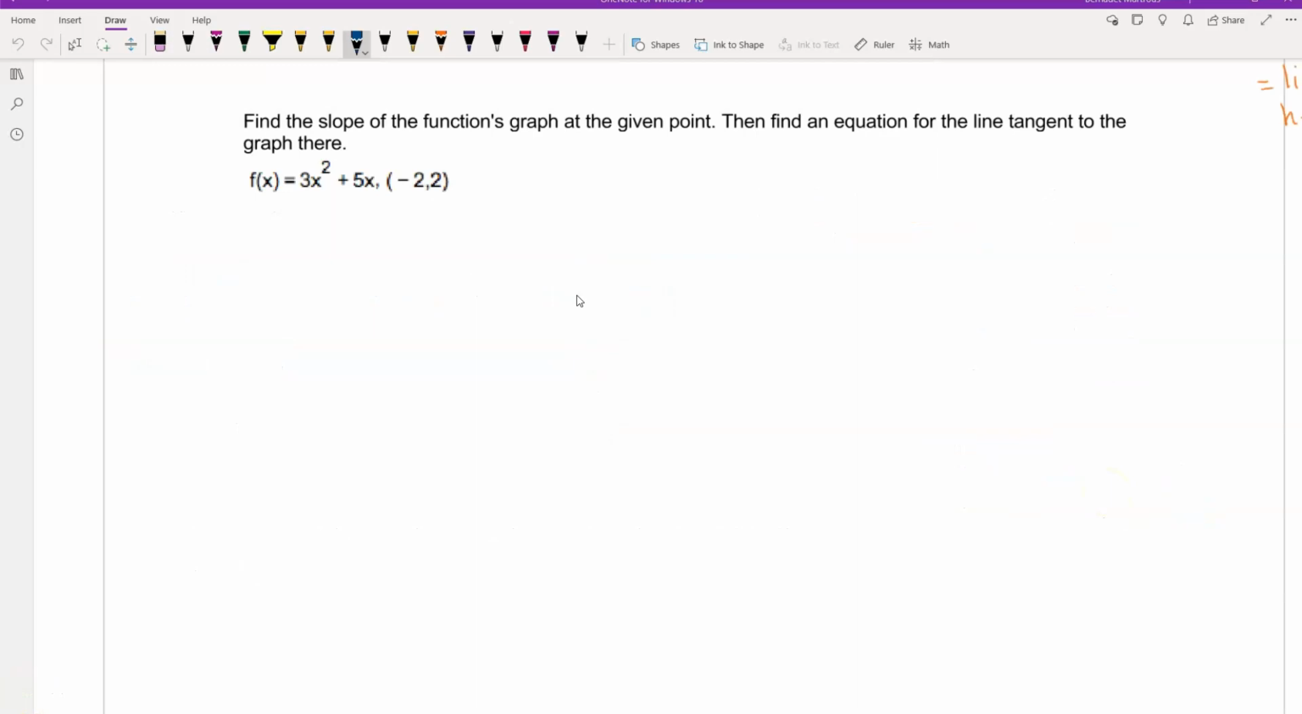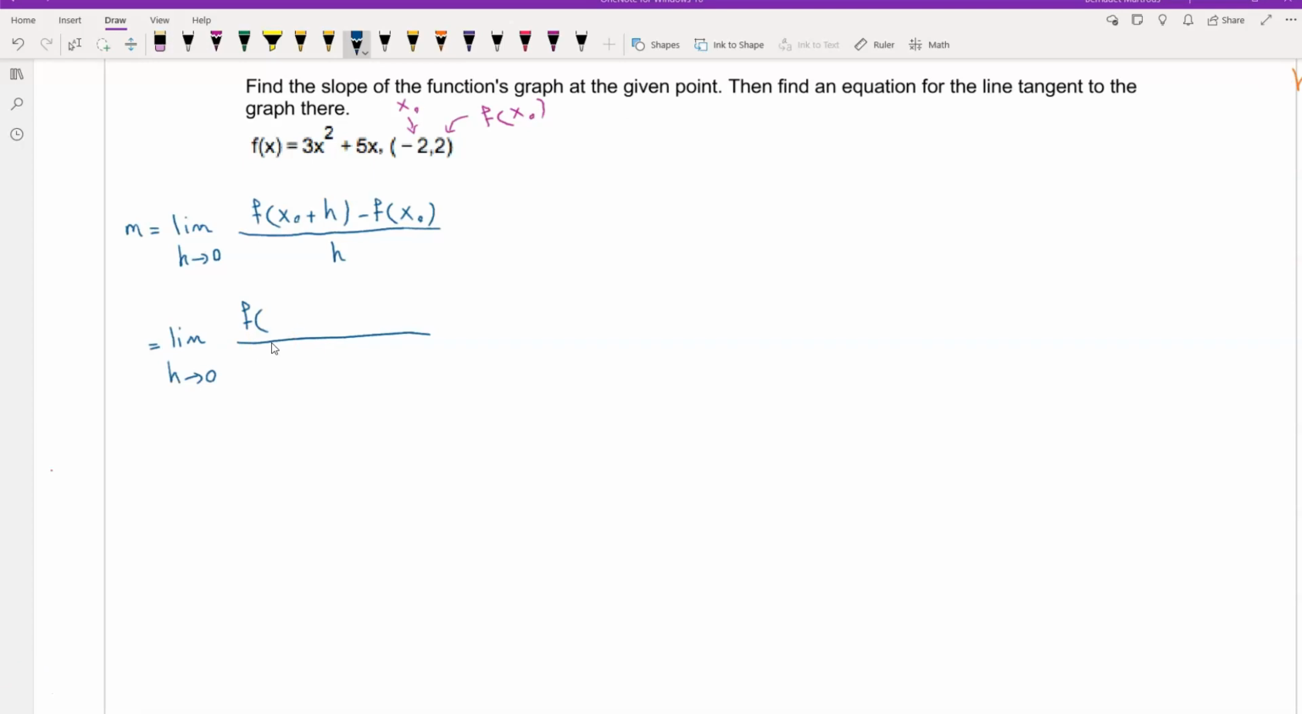Find the slope of function's graph at given point, then find an equation for the line tangent to the graph. So here f of x is equal to 3x squared plus 5x, and here what is given for x naught, we have negative 2, and f of x naught is positive 2. So here on this part, when we're trying to find slope, we don't need to find f of x naught because f of x naught is given here on this part.